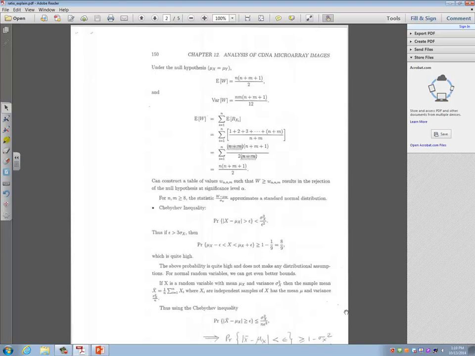And for n and m greater than or equal to 8, this statistic, where you take the rank sum statistic minus the mean of the rank sum statistic divided by its standard deviation, approximates a standard normal distribution. And why are we using this? Because this doesn't require any assumptions about distribution. This rank sum statistic is a distribution-free test. We don't know whether it's normally distributed or not. So that's the reason why this is being used. This is one thing that is going to be used in the paper.